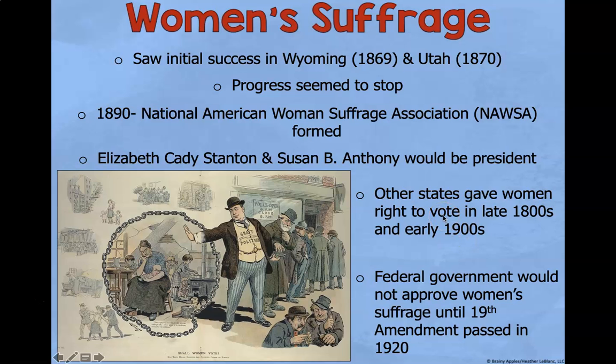At this point, then it says other states gave women the right to vote in the late 1800s and the early 1900s. However, the federal government would not intervene and make it a nationwide law that women could vote until the passage of the 19th Amendment, which was in 1920.